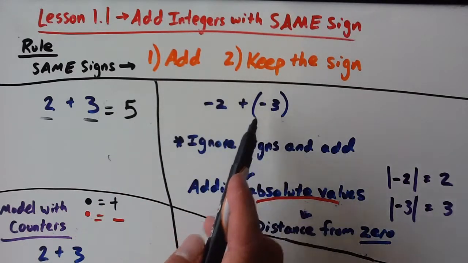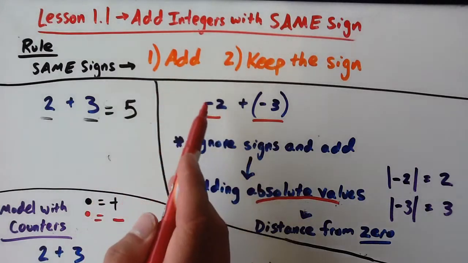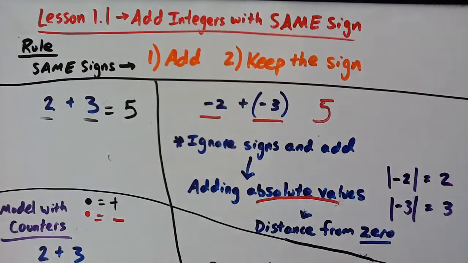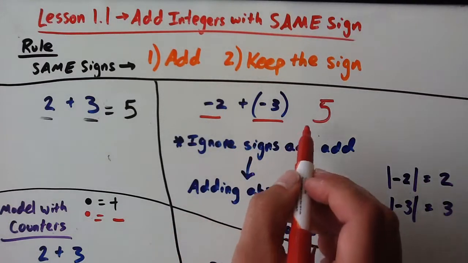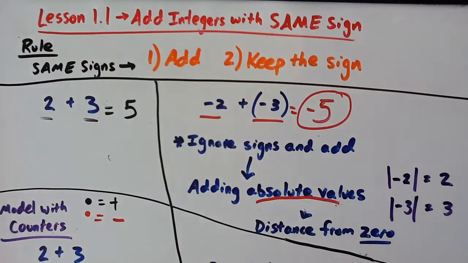Here I have negative 2 plus negative 3. I know that 2 is negative and 3 is negative. So these have the same sign, so I'm going to add them. 2 plus 3 is 5, and then I'm going to keep the sign. Since both of their signs are negative, my answer will be negative. In this case, negative 5.